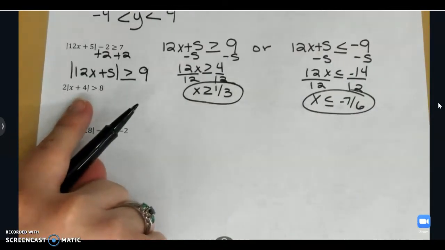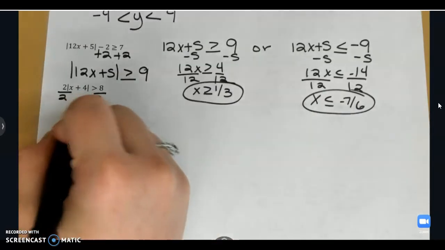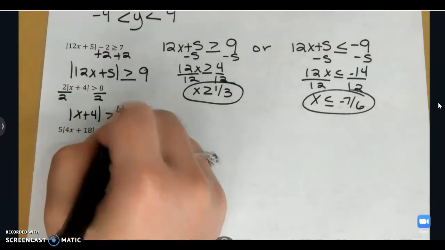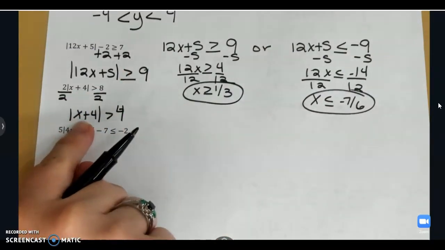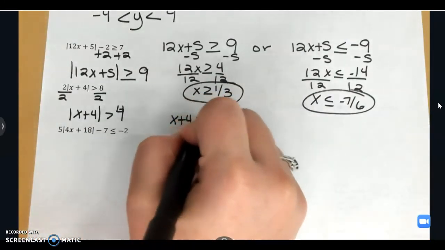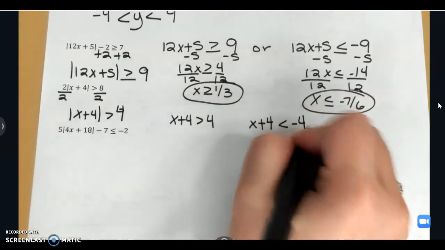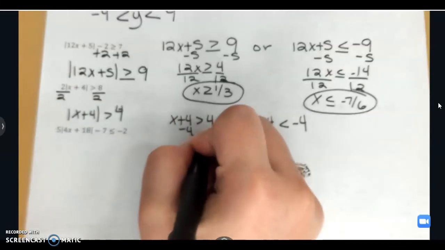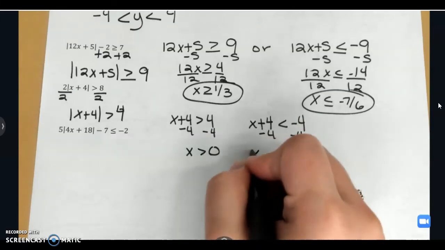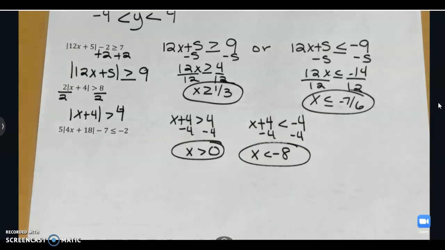Again, I want to make sure my absolute value is by itself. So I'm going to divide both of those sides by 2. So the absolute value of x plus 4 is greater than 4. That again means two inequalities. So x plus 4 is greater than 4, or x plus 4 is less than negative 4. And this one is just one step. So x is greater than 0, or x is less than negative 8.